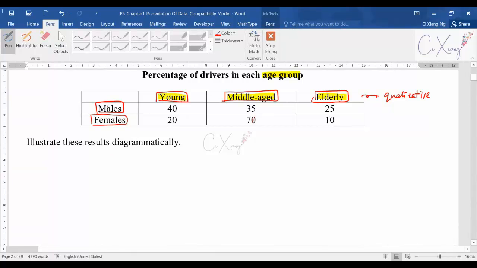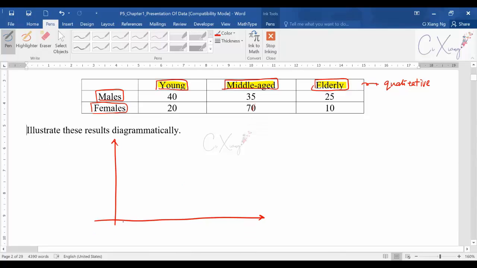We have two groups, male and female, and also three age groups: young, middle age, and elderly. What you can do is separate the data into young, then middle age, and also elderly. There are three groups here, so this is the age group. Then for my y-axis, I will put frequency, which means the number of people.